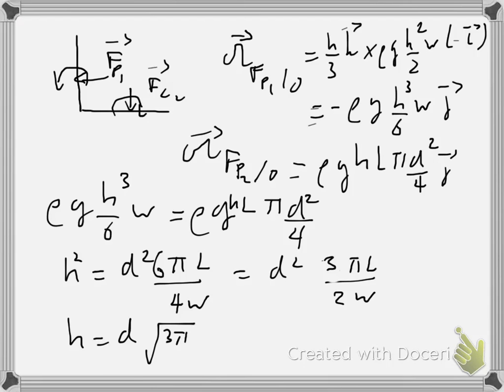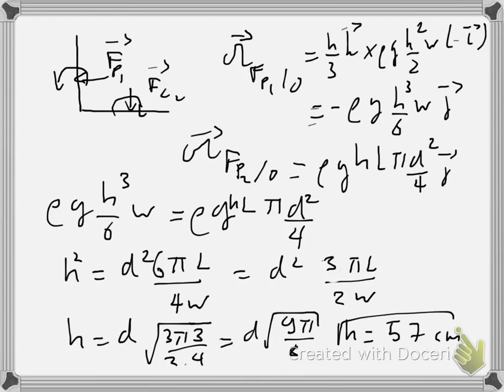Now L and W are in the same unit, so it doesn't really matter which. One is 3 feet, and the other one is 4 feet, so 2 times 4. So h is equal to d times the square root of 9 pi over 8. And when this is all said and done, I find that h is equal to 57 centimeters. And this is it.